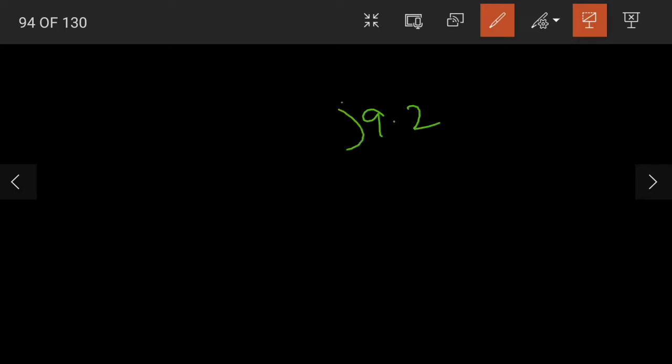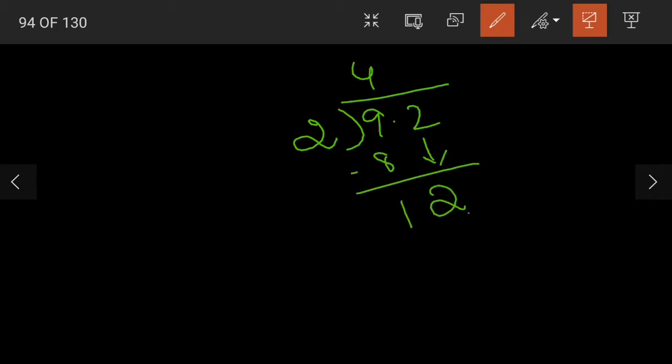We already covered the division of decimal numbers by a whole number, yes. So we have 2 4s are 8. When we subtract, 1 is remaining, 2 brought down. We have 2 6s are 12. When we subtract, again 0 is our remainder. So what is this? 46 is the quotient.